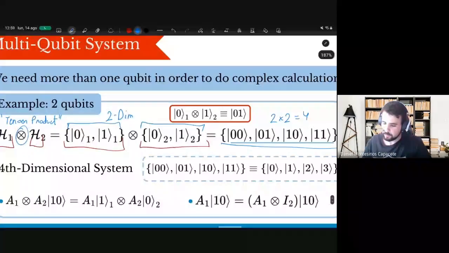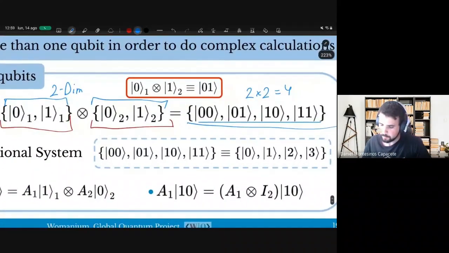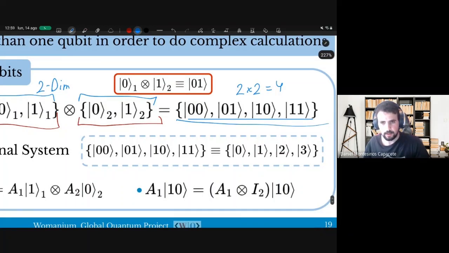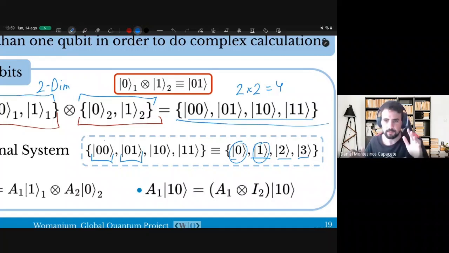Sometimes when you work with these things, you can rename the vectors in the basis. For example, take these and call them 0, 1, 2, and 3. You can do that, but you need to make very clear that this 0 and this 1 are labels for referring to this 0,0 and this 0,1. These names are just names.